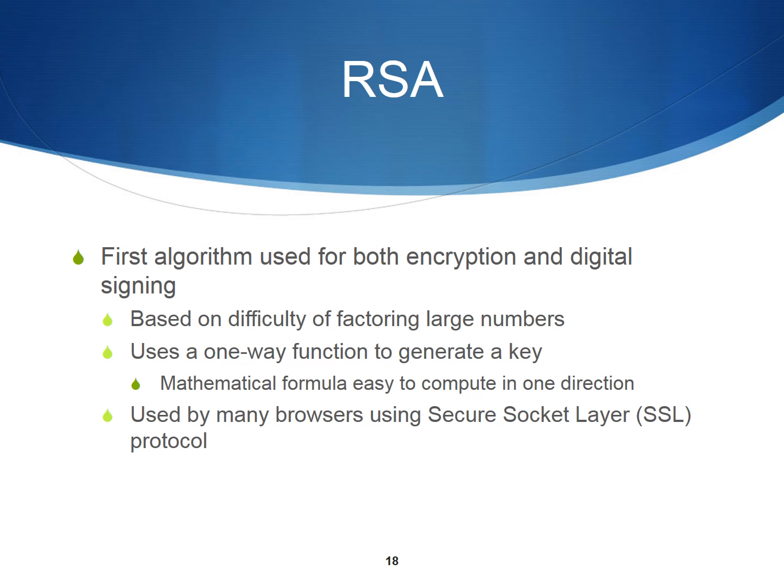RSA. RSA was the first algorithm used for both encryption and digital signing. It is based on the difficulty of factoring large numbers using a one-way function to generate a key. A mathematical formula is easy to compute in one direction. RSA is used by many browsers using the secured sockets, or SSL, protocol.